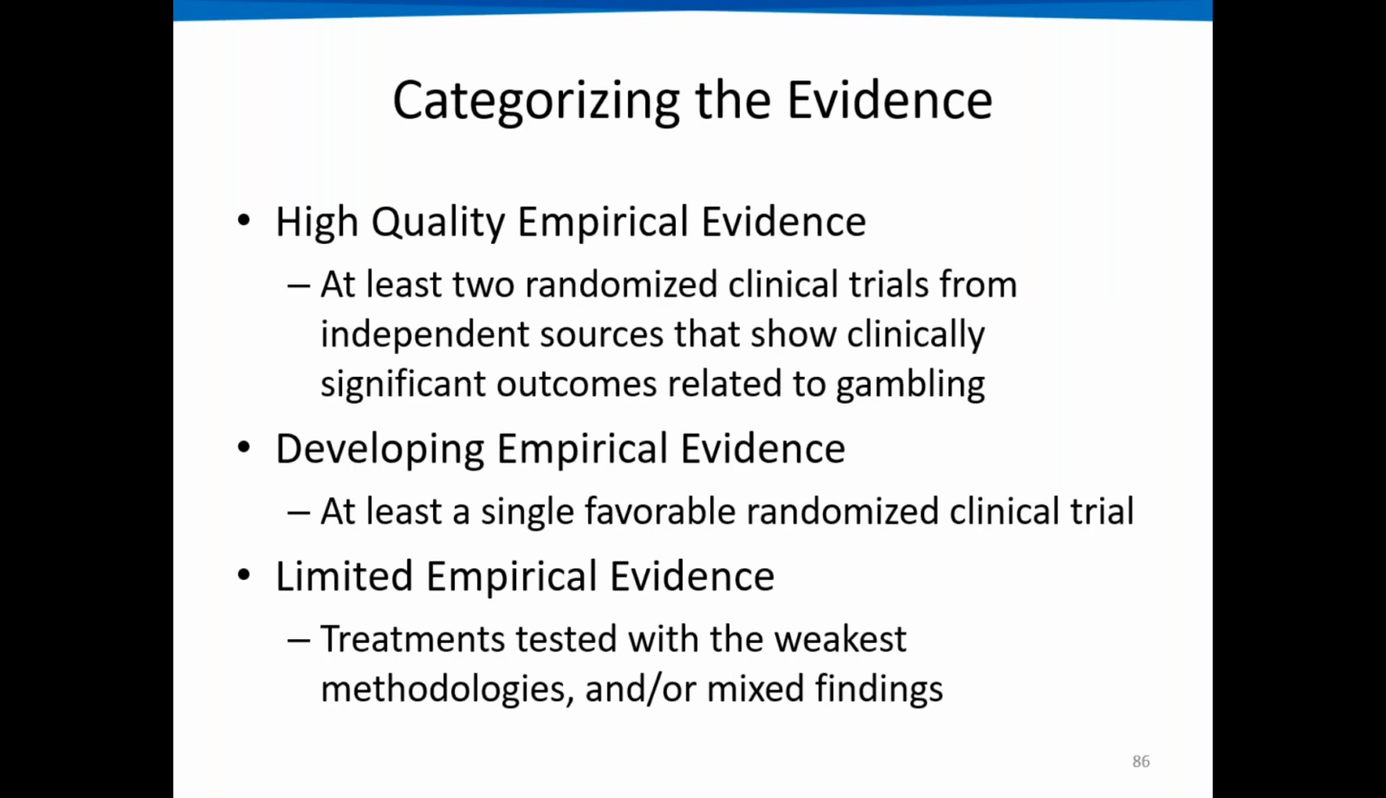We identified 3 primary levels of empirical evidence. The first we call high quality. High quality refers to treatment types that have available evidence, at least 2 well-designed randomized clinical trials from different sources that show clinically meaningful improvements related to gambling. Developing evidence, in contrast, refers to those treatment types that only have a single clinical trial available. Finally, limited evidence refers to those treatments that have been the subject of study, but with the most preliminary approaches, including case studies, pre-post design, and the like.